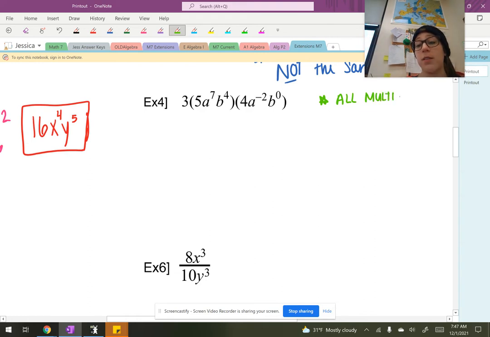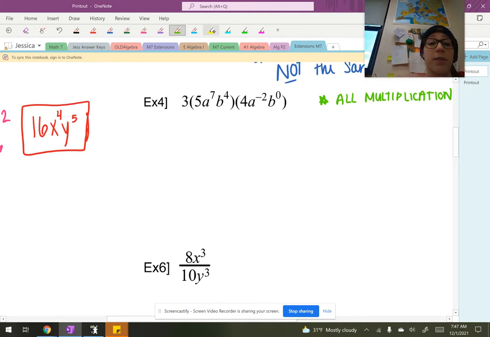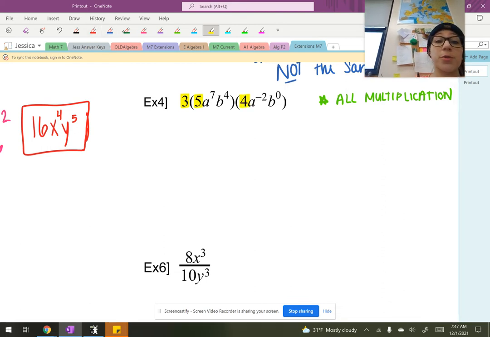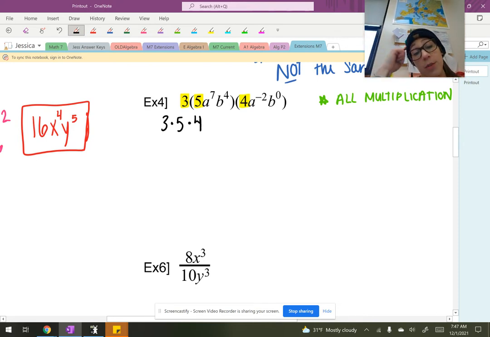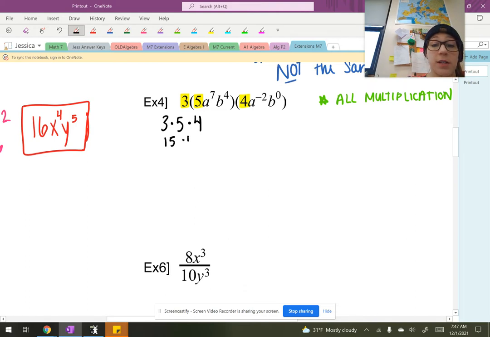Each one of those pieces is its own piece and can be moved around via that commutative property. So, just like we did before, we're going to group all the pieces together. This time, I'm going to start with doing all these constants or numbers first. So, 3 times 5 times 4. Well, 3 times 5 is 15, and 15 times 4 is 15 times 2 is 30, so 60. Boom.